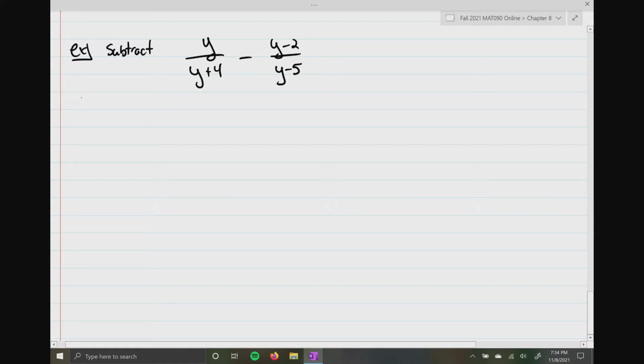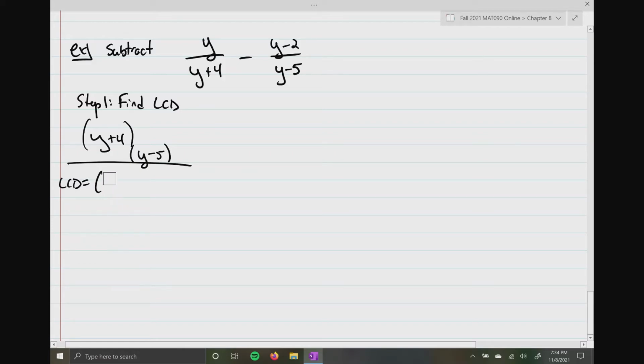And I will tell you when we get there why. So step 1. Let's find the LCD. So y plus 4 cannot be factored. Y minus 5 is different, so I write it off to the side, and that can't be factored. So my LCD is going to be y plus 4 times the quantity y minus 5. All right, so there's step 1. Step 2, we're going to build equivalent fractions.